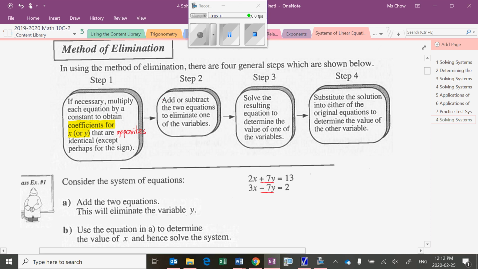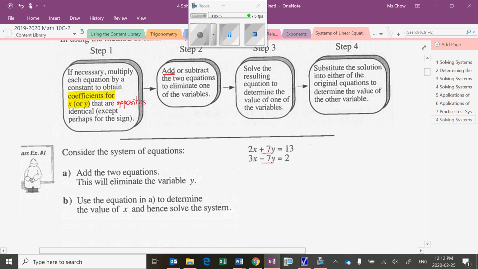And our goal then will be to add. Subtracting works if they are identical, meaning you have the same sign, but I will encourage you not to subtract simply because of the number of errors people make. Okay, so once we add the opposites, we're able to eliminate one of the variables. Then we end up with a single equation with one variable that we can solve and then substitute that value into the other equation in order to determine the value of our second variable. So let's take a look at class example number 1, and this will make a lot more sense.